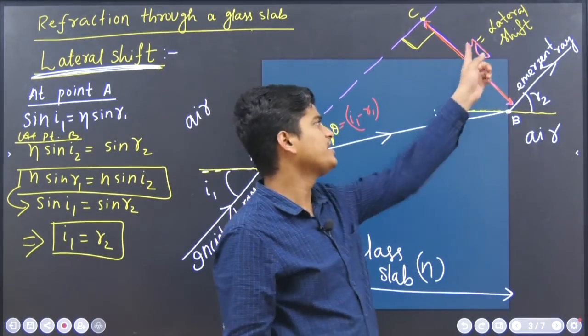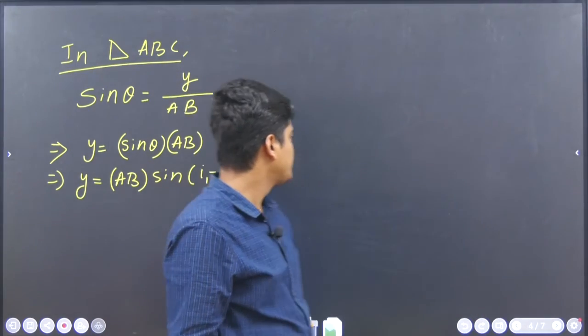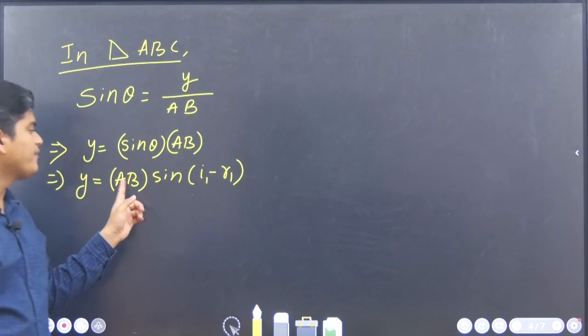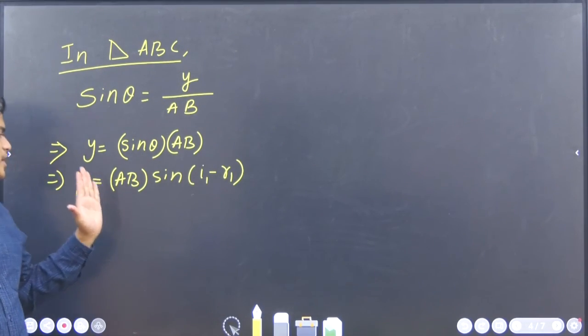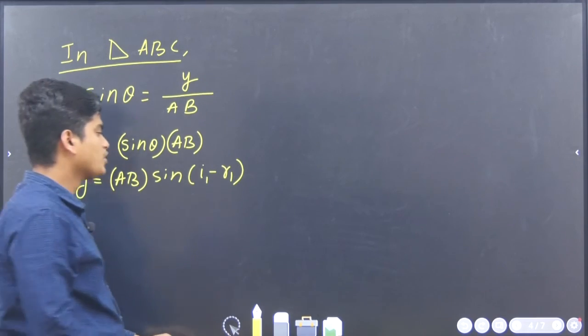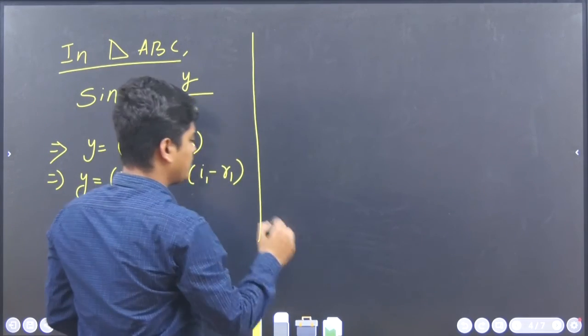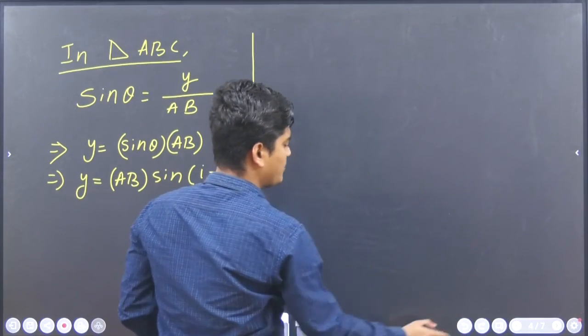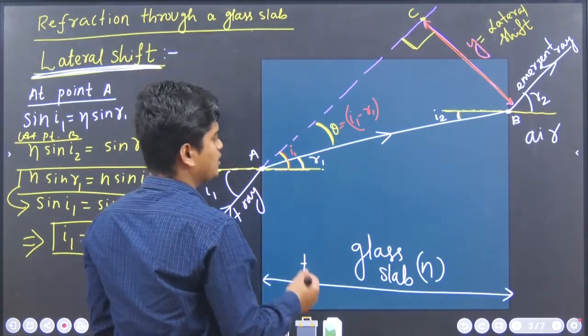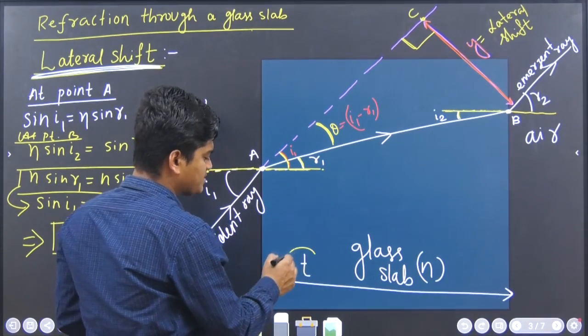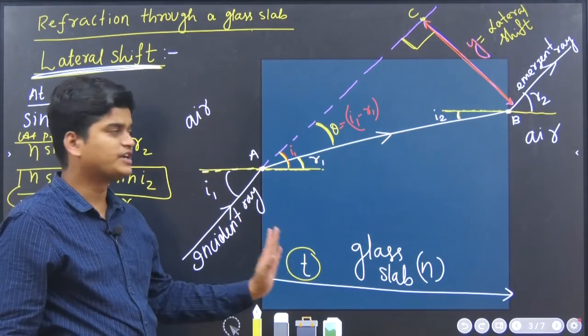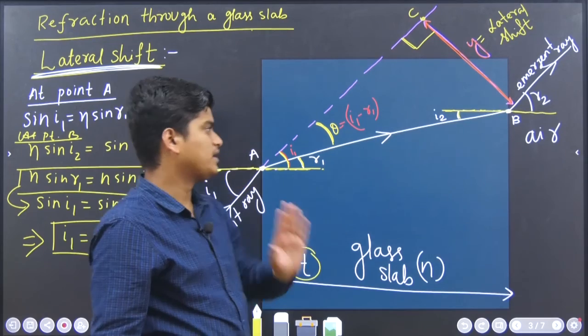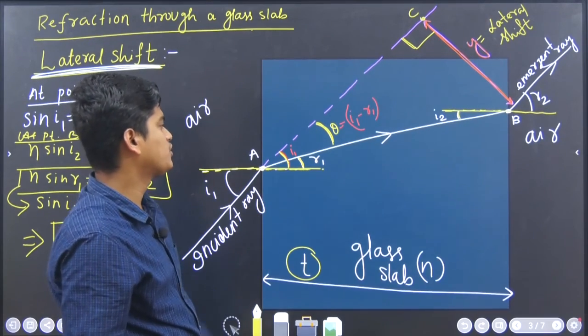In that term y is coming, but here in this case I have AB, and I don't want AB. I need to replace this AB. So what I need to do now, I have to replace my AB in terms of T and some angle I have to consider here.